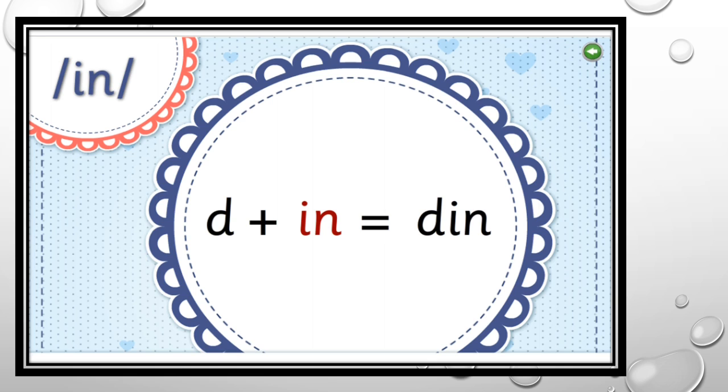Din. D, in, din. D is the sound of letter D, and in is the sound of letter I and letter N. D, in, din. So that's all. These are the words of the in family, in sound words.